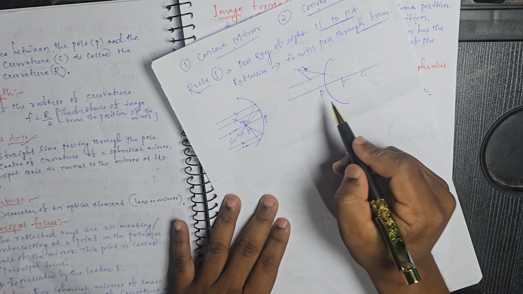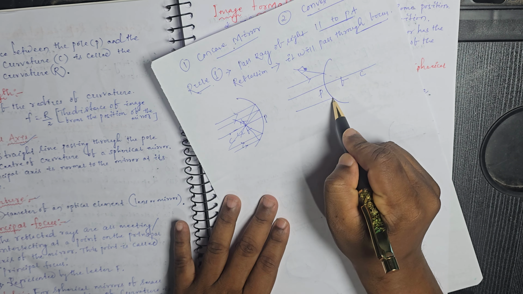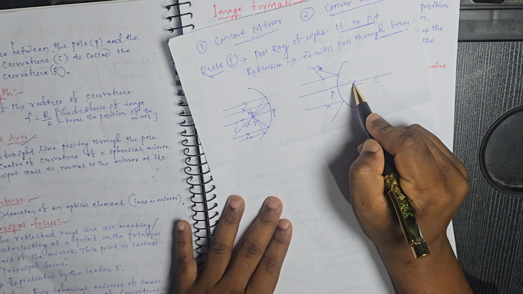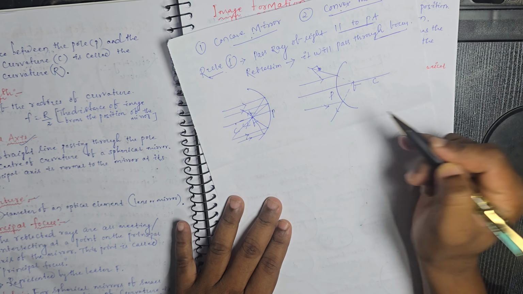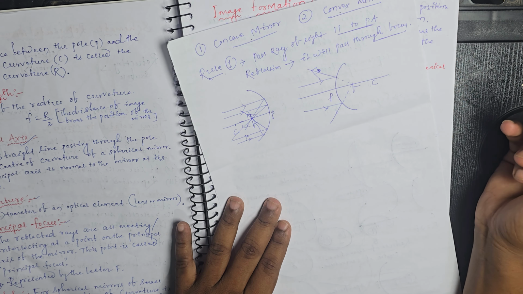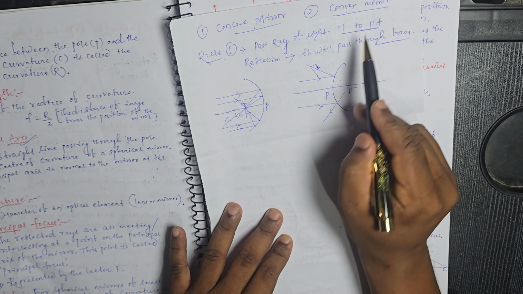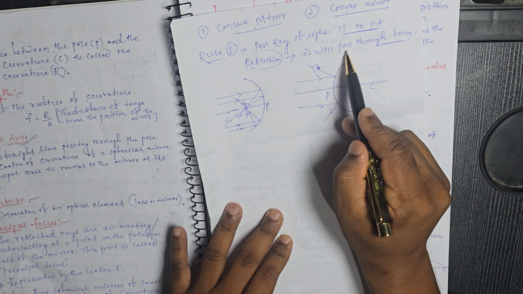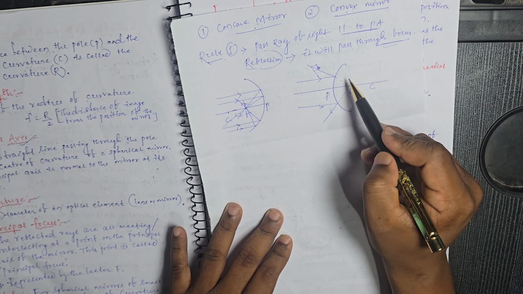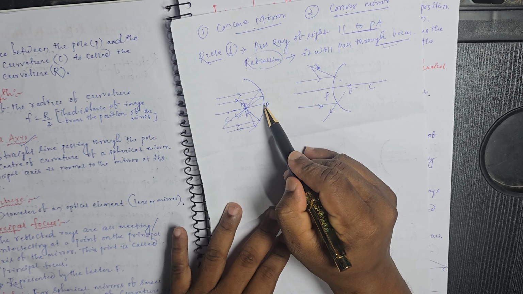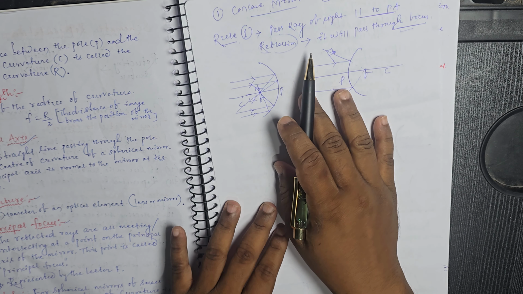Got it? If you pass this side also parallel to principal axis, it will diverge in this way, where the focus is apparently positioned. So my point is basically, if you pass any ray of light parallel to principal axis, then after reflection they will pass through the focus. In the case of convex mirror, we saw that it is diverging.